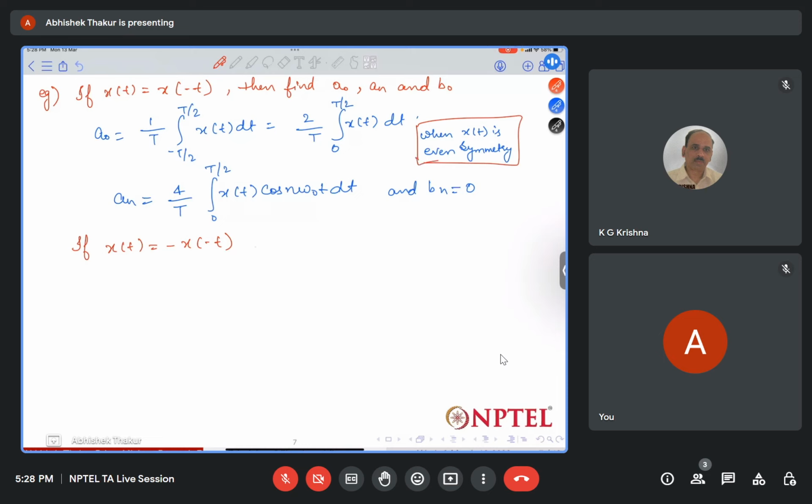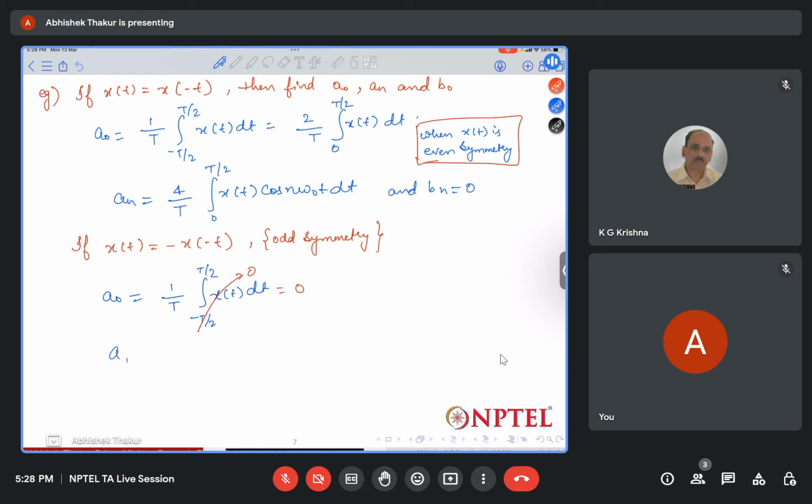Now when x(t) has odd symmetry, then our a naught will be 1 by T, integral from minus T by 2 to T by 2 of x(t) dt. So this is the odd signal x(t), so this integration will lead to 0. So it will be 0.